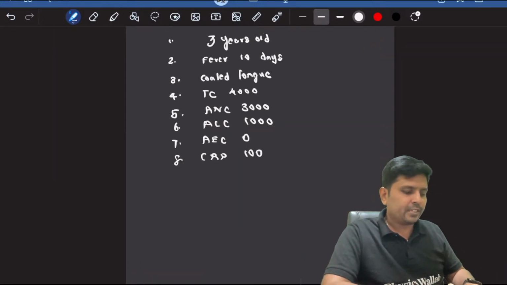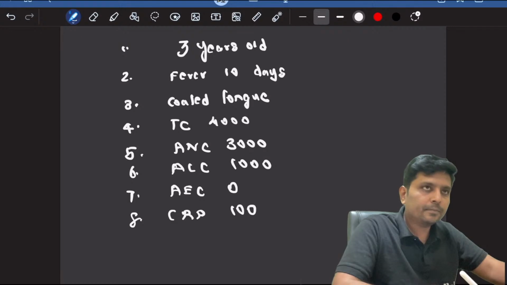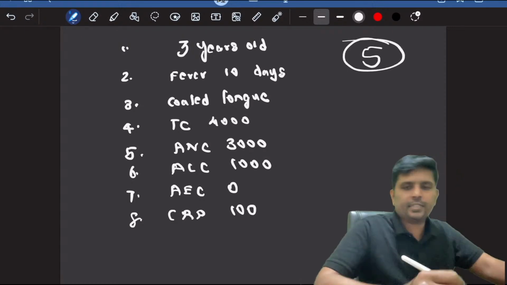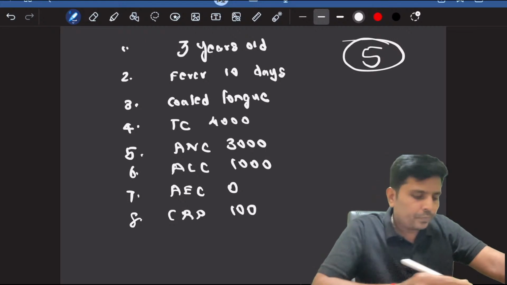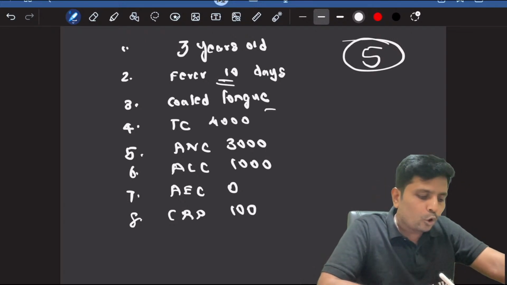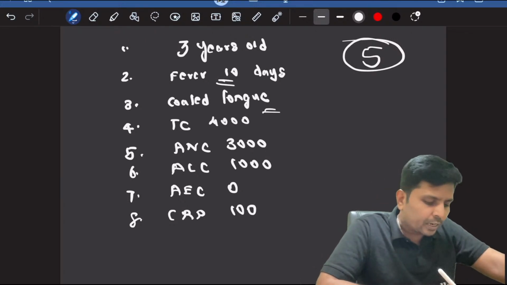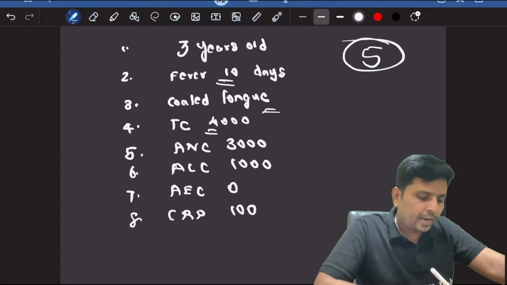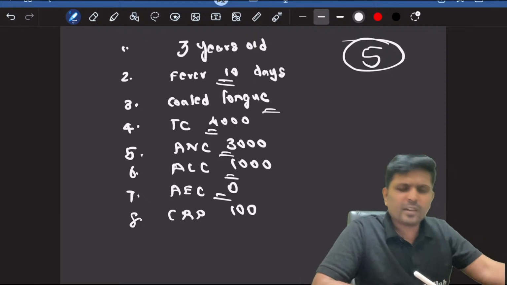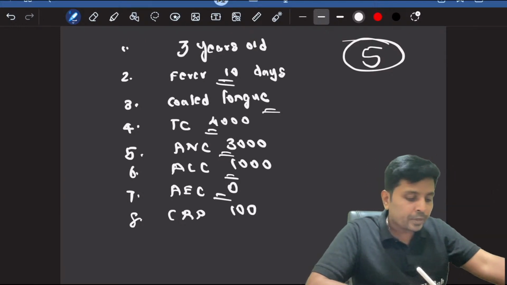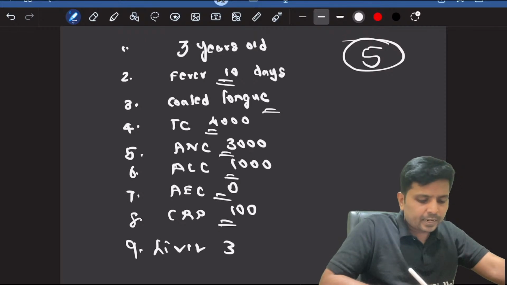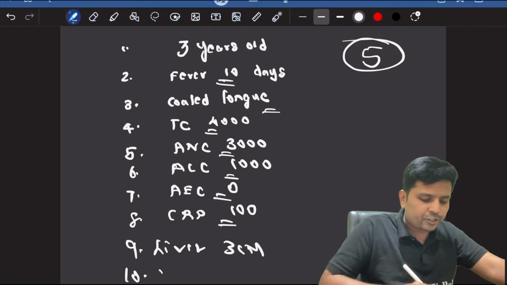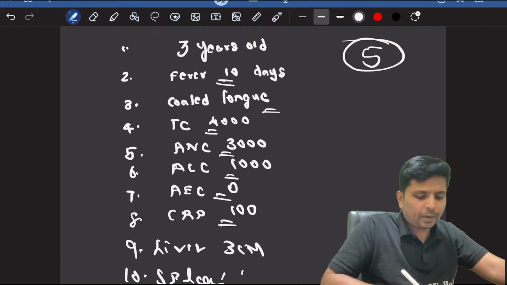So let's come to case 5. This case: 3-year-old, fever 10 days, coated tongue. Total count is 4,000, absolute neutrophil count 3,000, lymphocyte count 1,000, absolute eosinophil count is 0, CRP is 100. Let me say liver 3 centimeter below right costal margin and spleen tip palpable.